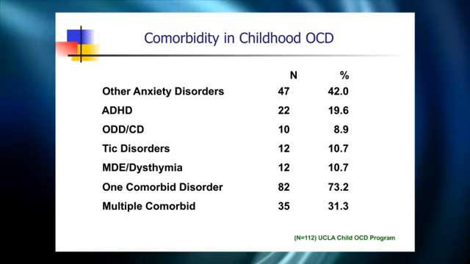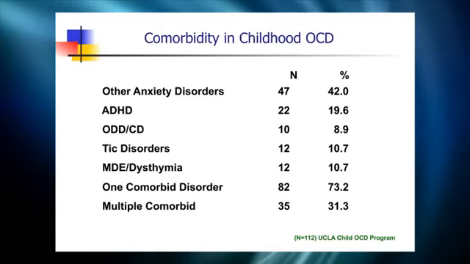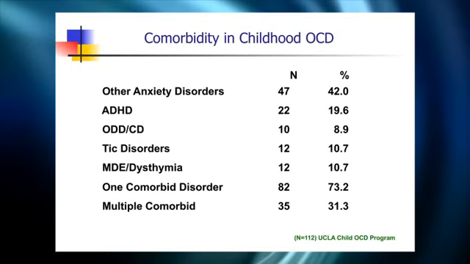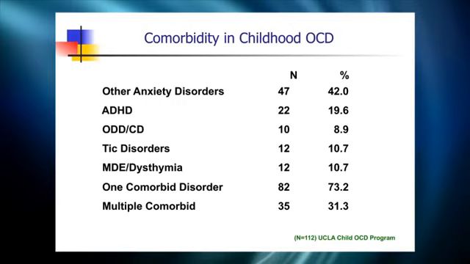Some clinical research samples report up to 95%, even 100% comorbidity. Other anxiety disorders tend to be most common. In our experience, generalized anxiety disorder is the most common single co-occurring diagnosis. We also see a lot of social anxiety disorder. You tend to see ADHD and oppositional disorders. Tic disorders occur reasonably frequently, and depression.